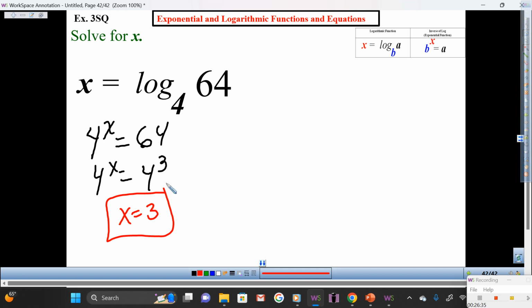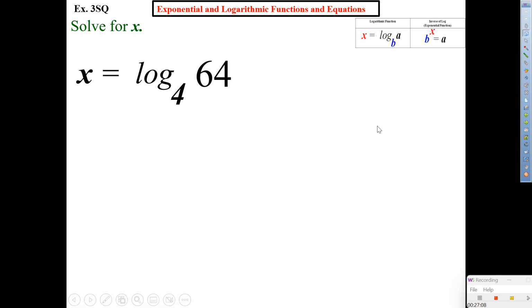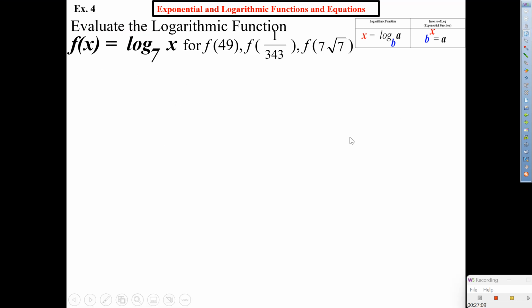All right, so this is the second part of the homework. The first part was changing logs into exponentials and exponentials to logs. The second part is solving a logarithmic function. So now let's go to the funner one. Copy this one, example number 4. Evaluate the logarithmic function f of x equals log base 7 of x for f of 49, f of 1 over 343, and f of 7 square root of 7. Copy that. I'll walk you through the first one as soon as you're done copying.